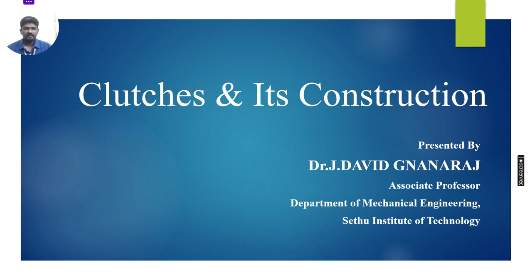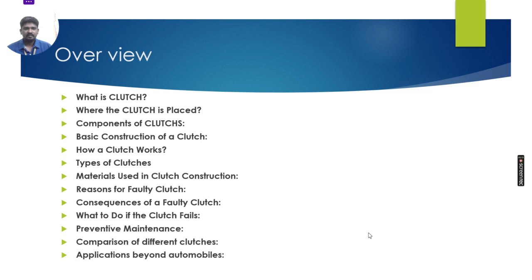Today, I am here to present clutches and their construction in automobiles. This is an overview of the presentation. What is a clutch? Where is the clutch placed? Components of clutches, basic construction of a clutch, how a clutch works, types of clutches, materials used in clutch construction, reasons for a faulty clutch, consequences of a faulty clutch, what to do if the clutch fails, preventive maintenance, comparison of different clutches, applications beyond automobiles.